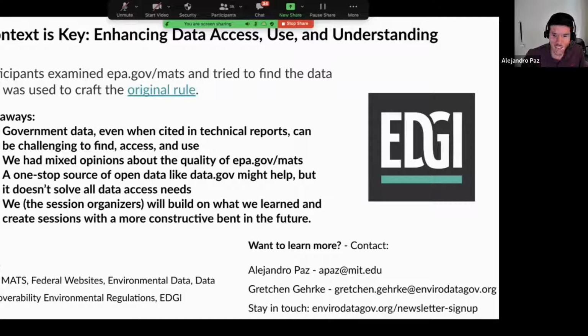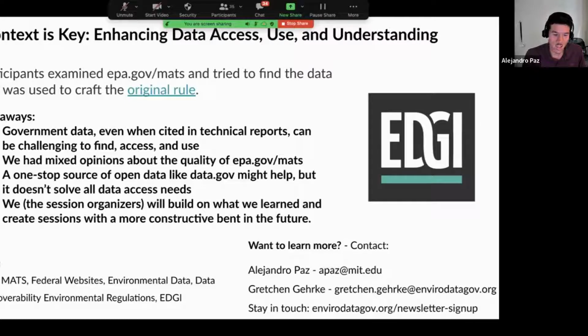The participants had different opinions about the website for the Mercury and Air Toxic Standards Rule. Some thought that it provided a lot of good information about the rule. Others critiqued how the website provided access to data, or rather that finding data related to the rule was borderline impossible using the website. We had an interesting discussion about linked data and the usefulness of a one-stop shop for data. And so if you look at the video, I think you'll find that fascinating.